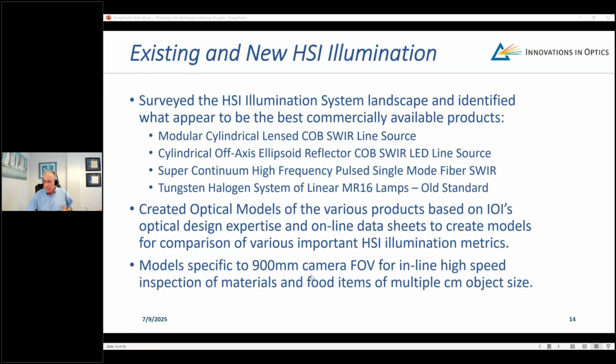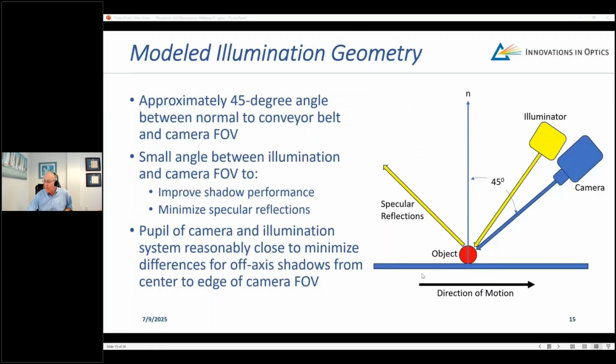And we'll be modeling, as mentioned, a 900 millimeter field of view, and looking at a system that can operate, that is, have a field of view of the camera and the illumination coincident over a fairly large distance or length, so that we can look at large object sizes. And the model geometry, so if we have a conveyor belt going from left to right here, and this represents the object, one approach is to have the camera at about 45 degrees to normal, and the illuminator as reasonably close as possible to keep a similar field of view.